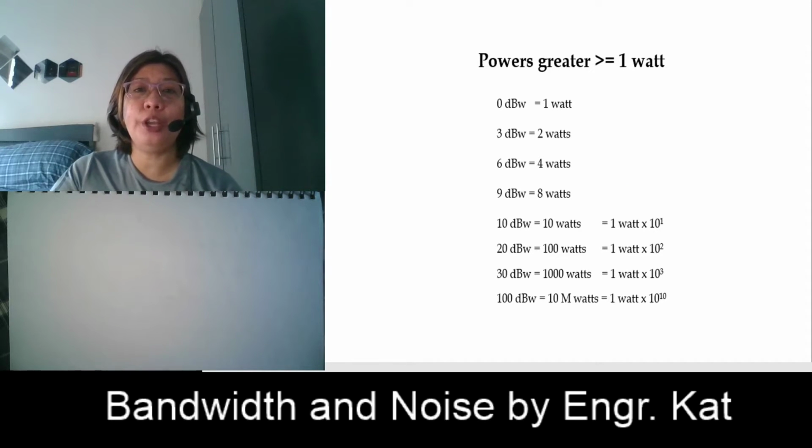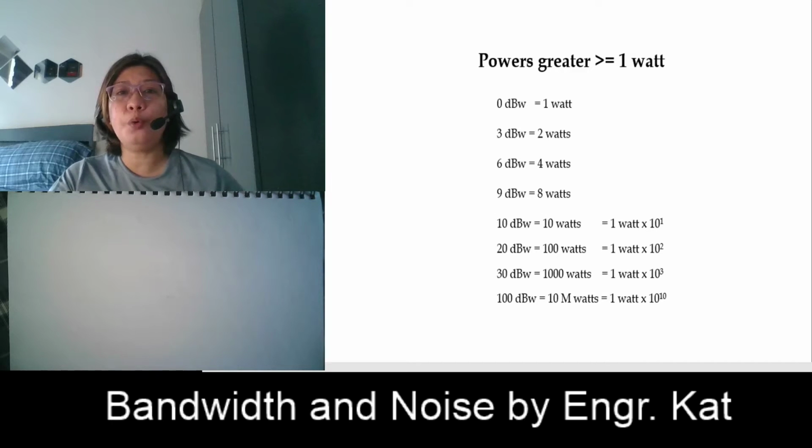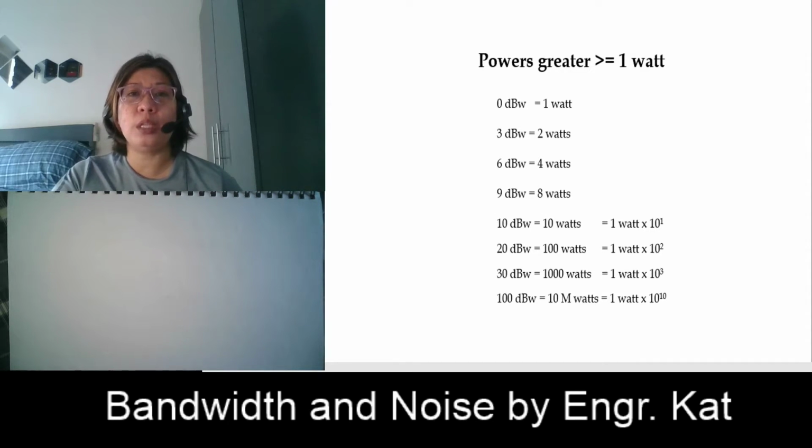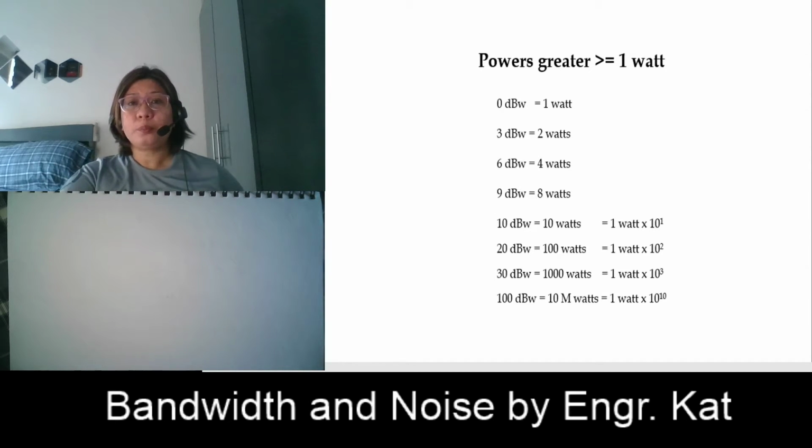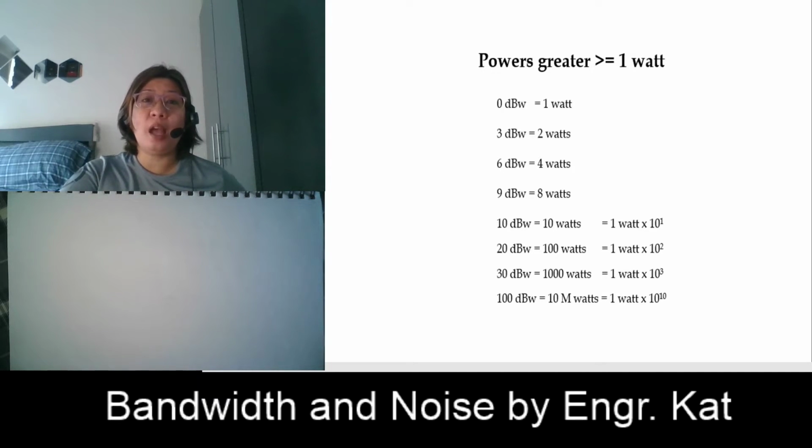Okay, so powers greater than 1 watt. That is 0 dB watt for 1 watt. When you double it, that is 2, so that is 3 dB. When you double it again, that will give you 4, so that is 6 dB. You double it again, that will give you 8, so that is 9 dB. So what do we mean by that? Every time you double this one, you multiply it by 2. So you will have an additional 3 dB, or a decrease. For example, you make this 1/2, so that will give you negative 3 dB.